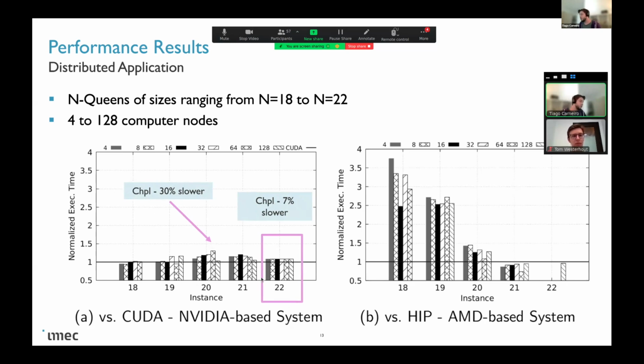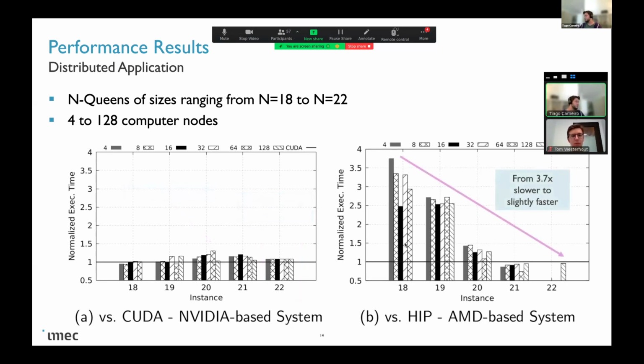But the one that's important for us, the big loads, because we want to solve big problems, Chapel is around 7% slower. When it comes to the AMD system, something very, let's say, curious happens. For the smallest loads, Chapel is almost 4 times slower than heap. Then this performance gap goes down, and Chapel performs a bit faster.